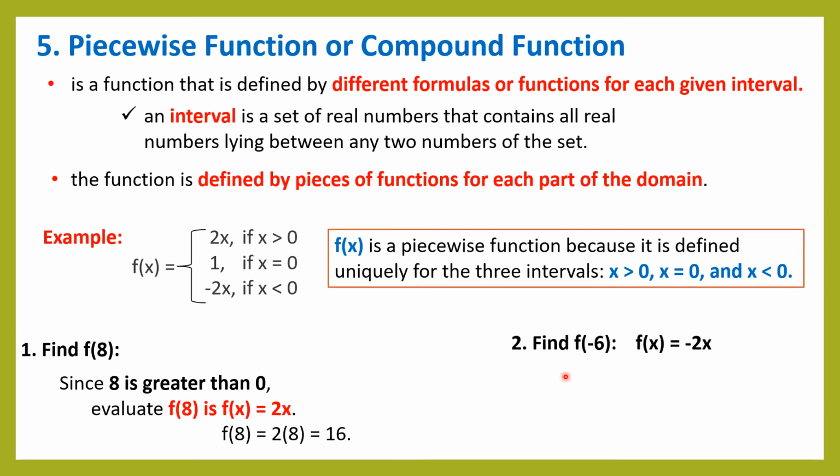Another example. Find f of negative 6. So, saan magpo-fall si negative 6? Ang negative 6 ay less than 0, so nandito siya sa negative 2x. So, we will have now f of negative 6 is equal to negative 2 times negative 6, is equal to 12, kasi pareho silang negative. Pag minultiply mo ang negative ay positive.